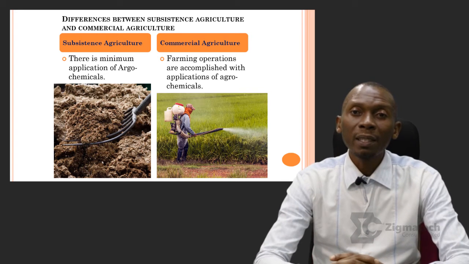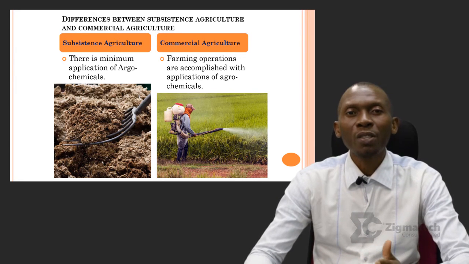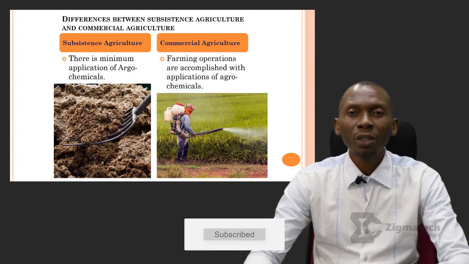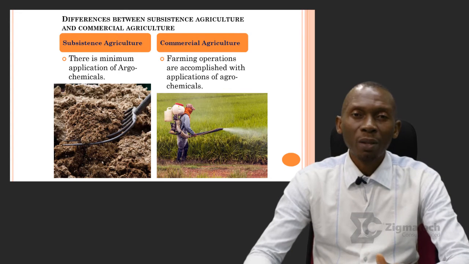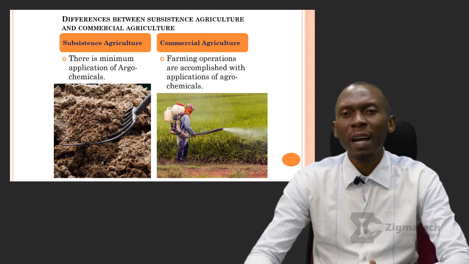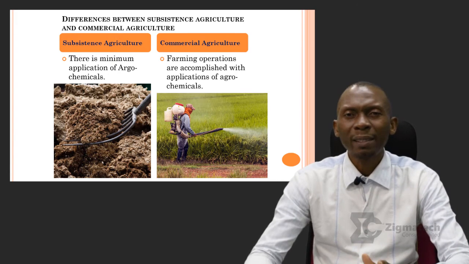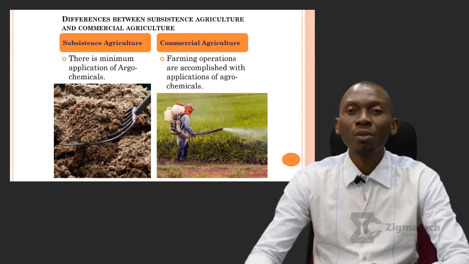Another difference between subsistence agriculture and commercial agriculture has to do with the chemicals that are used in the course of production. For subsistence agriculture, the farmer does not make use of agrochemicals like pesticides, insecticides to control pests and insects, or weedicides to control weeds. But for commercial agriculture, the farmer needs to make use of these agrochemicals, which he needs to help control pests and diseases on the farm, also to control weeds on the farm.